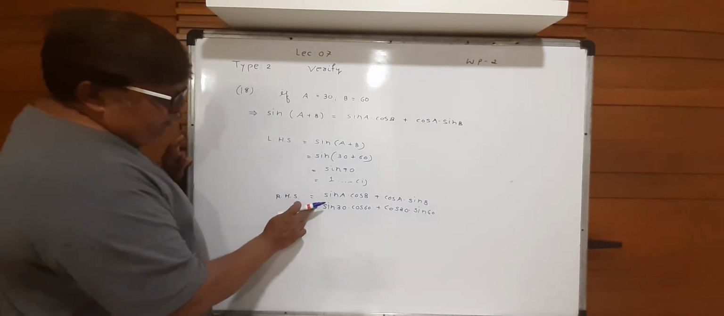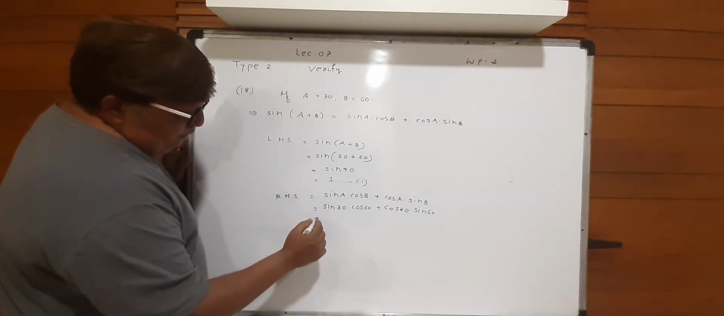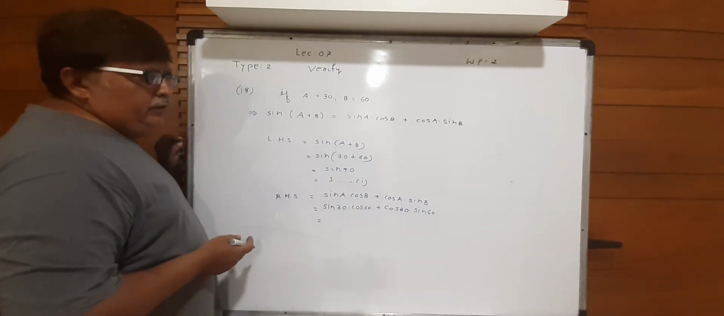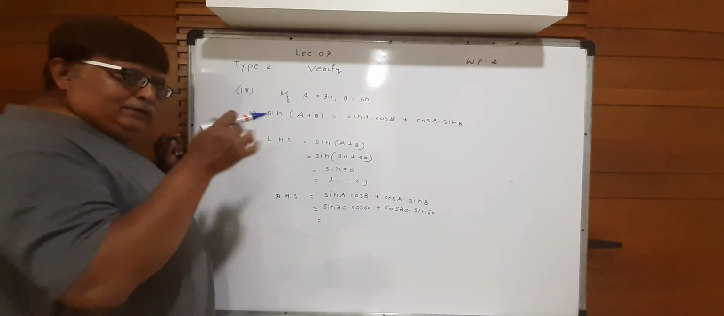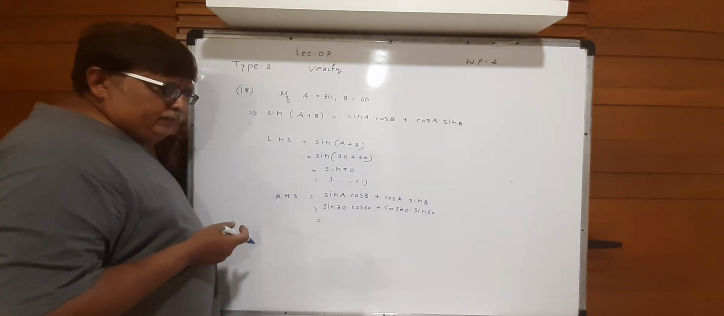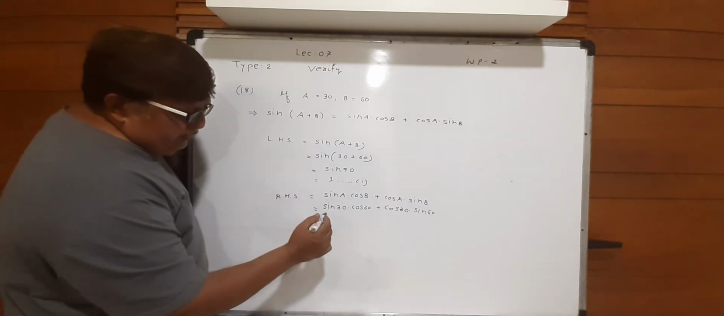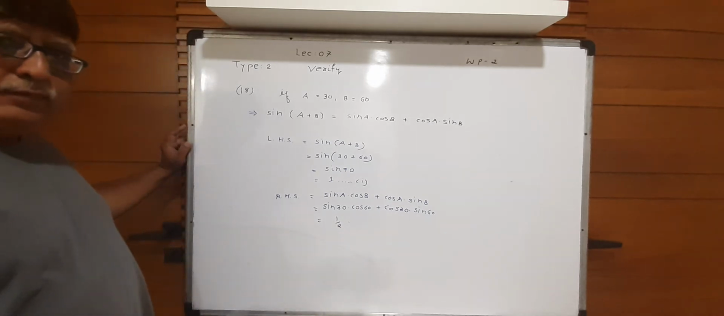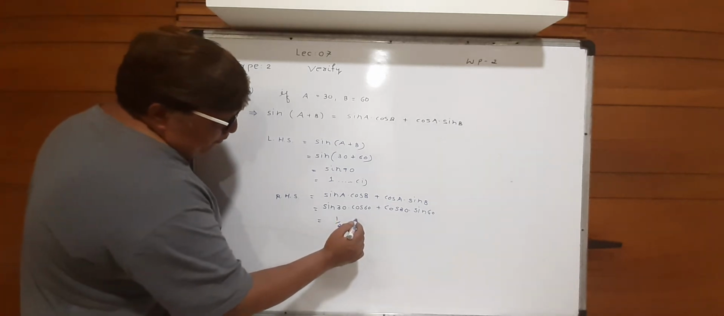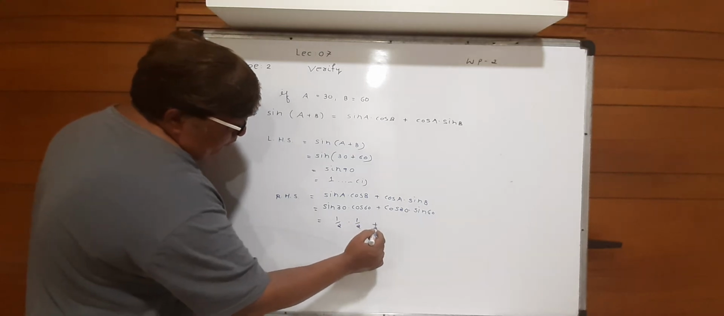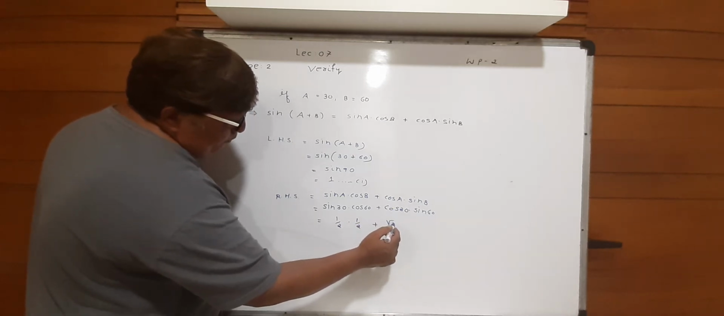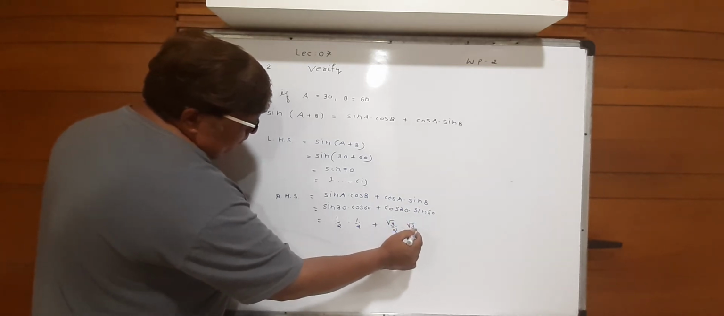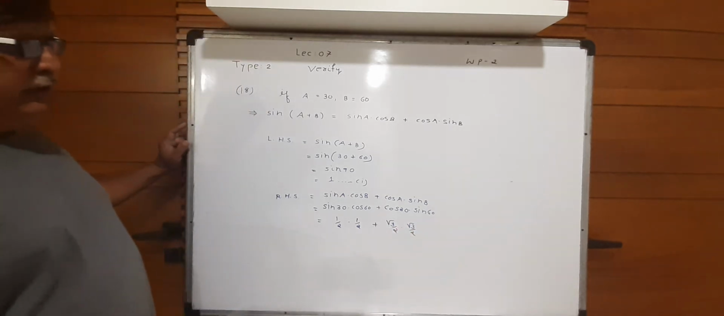After substituting the values, now you have to look up their values from the table you already have. Just look at the table. What is the value of sin 30? 1 upon 2. What is the value of cos 60? 1 upon 2. What is the value of cos 30? Root 3 upon 2. What is the value of sin 60? Root 3 upon 2.